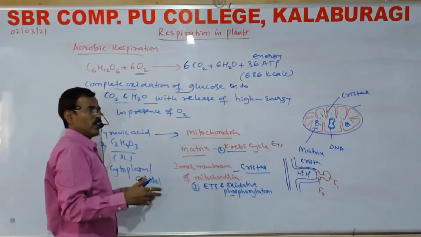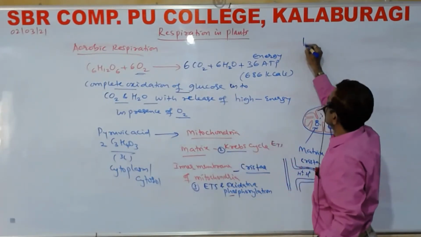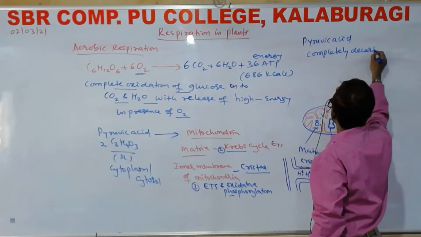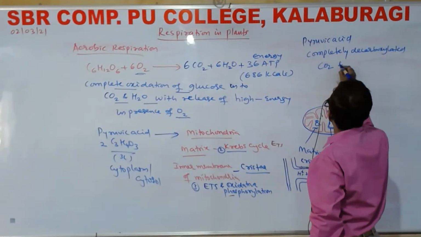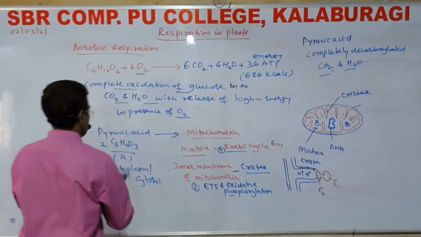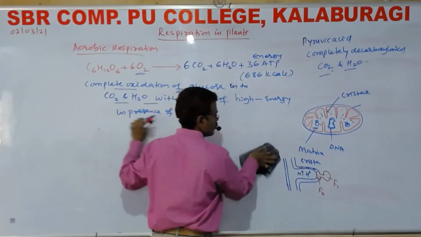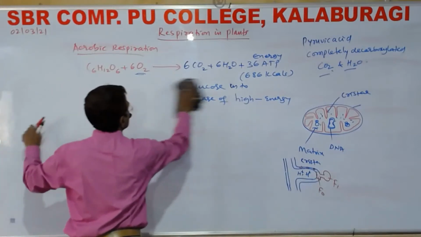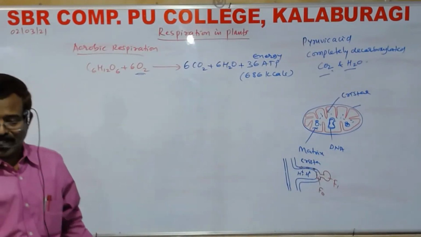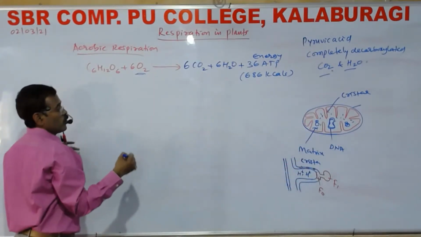As a result, what happens? This pyruvic acid is completely decarboxylated. Pyruvic acid here in aerobic respiration. Glycolysis will produce pyruvic acid. Okay, so this pyruvic acid is completely decarboxylated to produce carbon dioxide and water. So during aerobic respiration, where do the steps of aerobic respiration occur? Mitochondria.